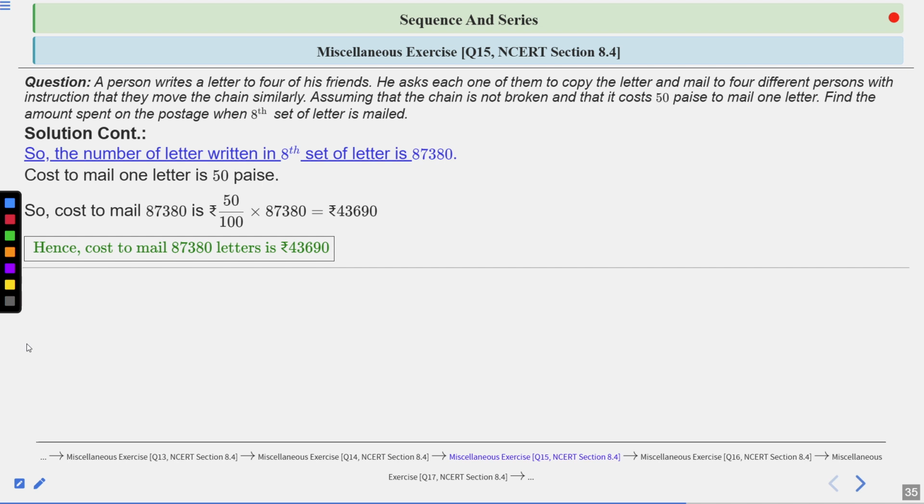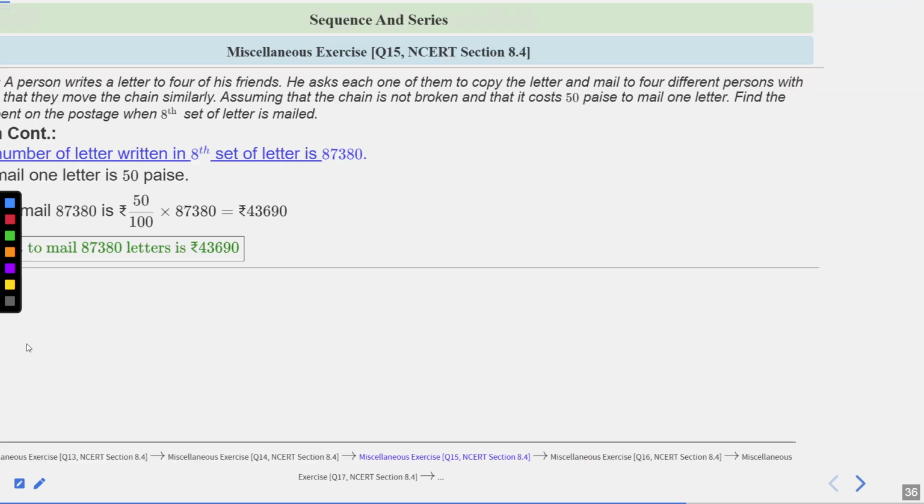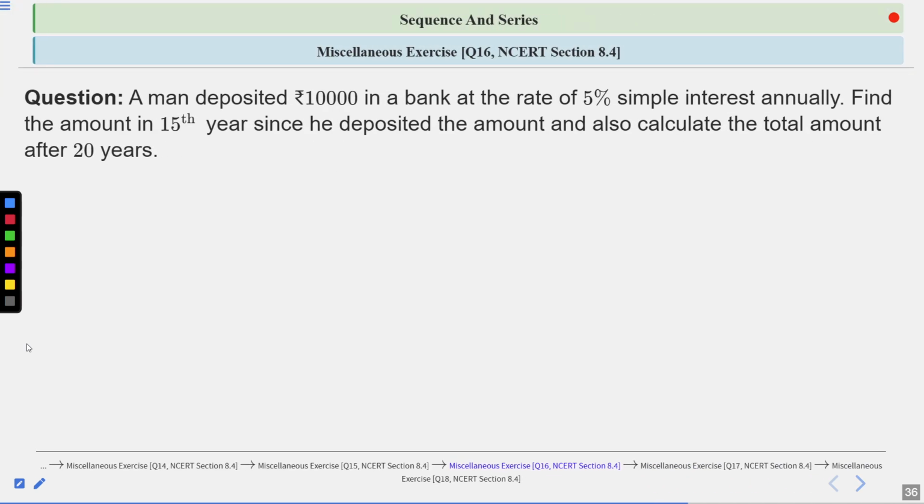Okay, let us move to the next question. Next question is question number 16, which says a man deposited Rs 10,000 in a bank at the rate of 5% simple interest annually. Find the amount in 15th year since he deposited the amount, and also calculate the total amount after 20 years, right? Again, you have 1 minute to solve or think about this question. After that, we'll move to the solution part.